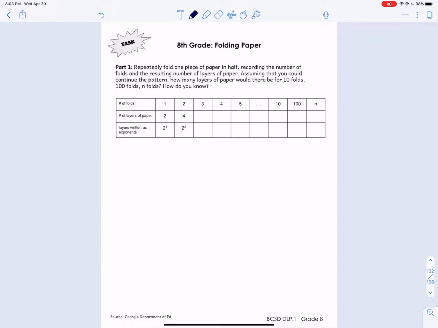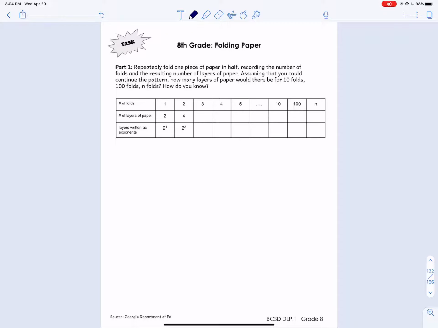Okay, this is day 12 of the second distance learning packet for 8th grade. And the first part is a task. And this is something that you are going to need a piece of paper for. So you're going to fold it, and you're going to write down the number of layers of paper after each fold.